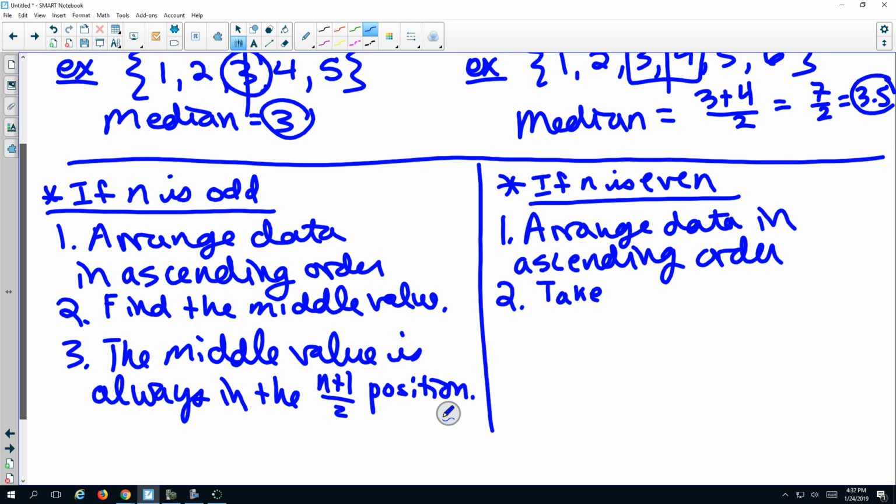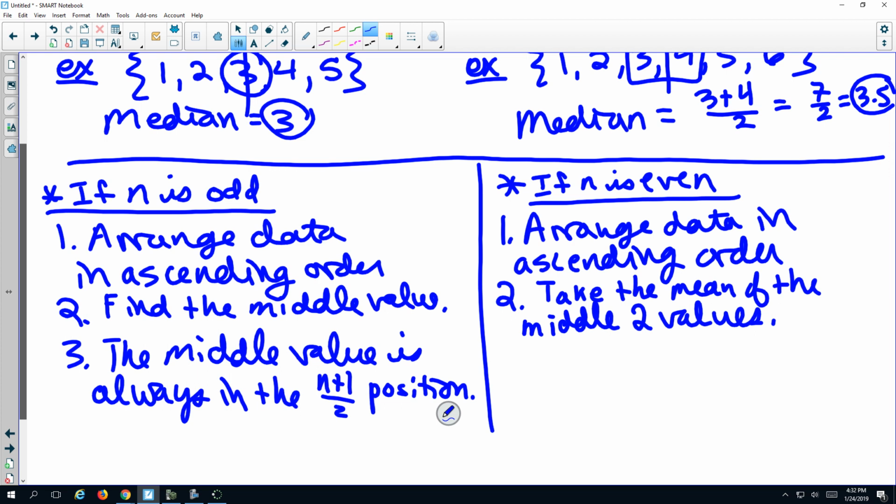Take the mean of the middle two values. So you have to find the middle two values. I got a trick for that too.